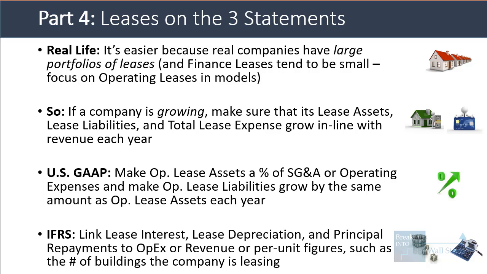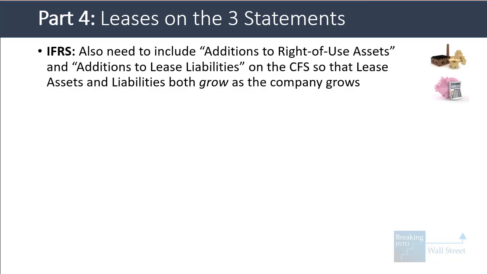However, in most cases, you're going to project these pretty simply by linking them to OPEX or revenue, or maybe the number of buildings or the square feet the company is leasing or the square meters the company is leasing. You will also have items on the cash flow statement for additions to right-of-use assets and additions to lease liabilities so that both the assets and the liabilities grow as the company grows.